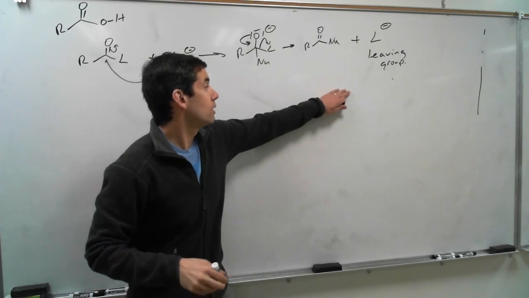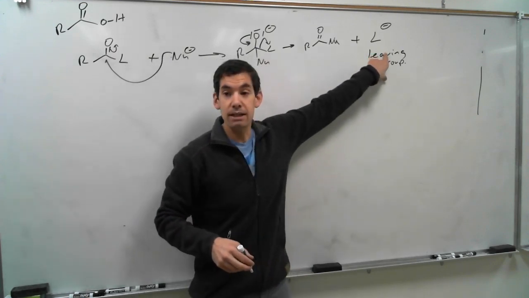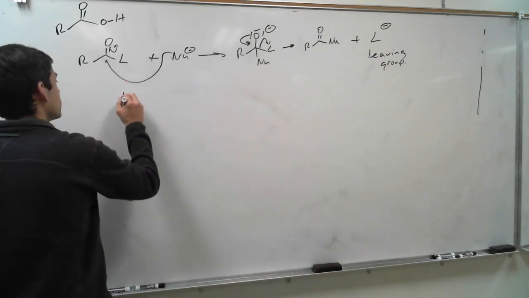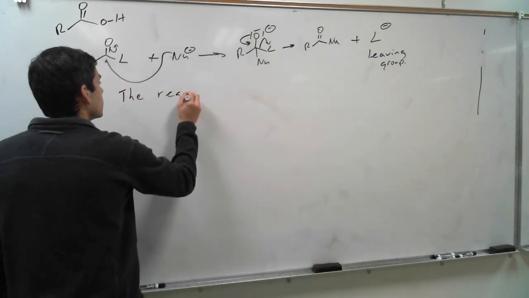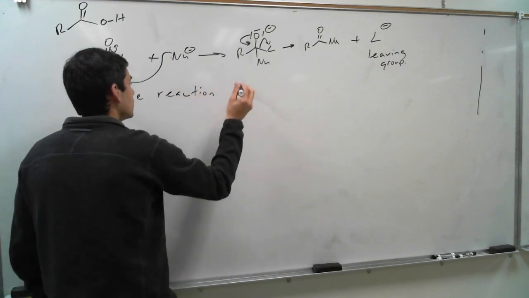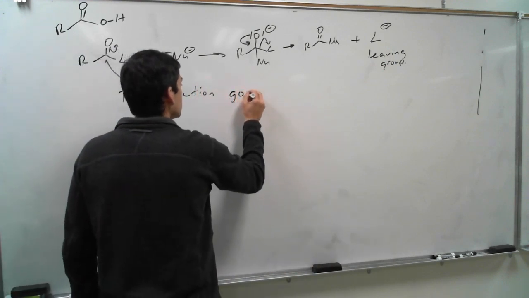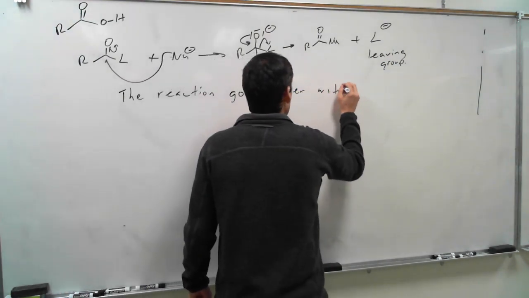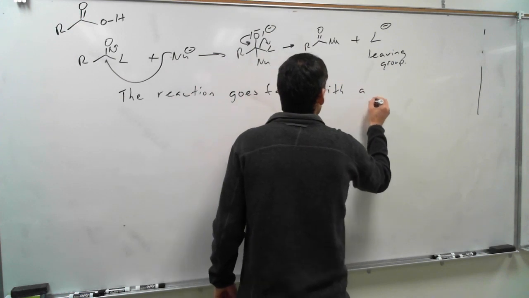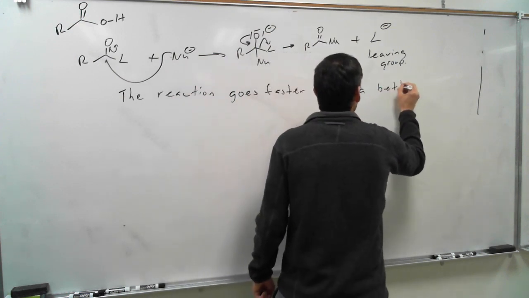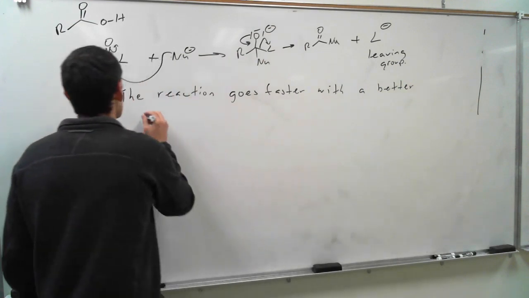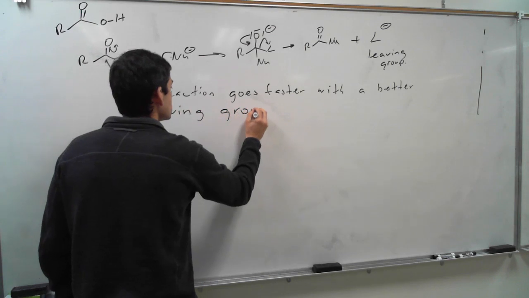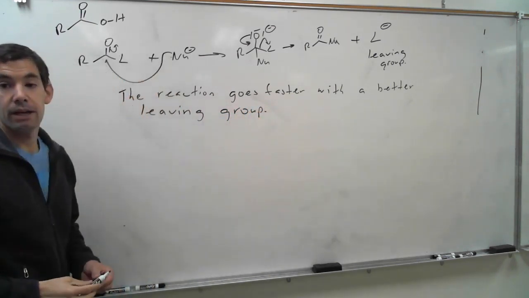As we know, the better the leaving group, the more stable that leaving group is as it comes off, the faster the reaction will be, right? The reaction goes faster with a better leaving group.